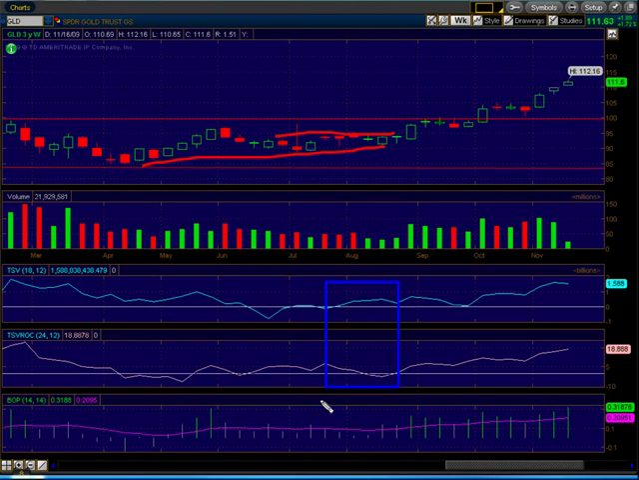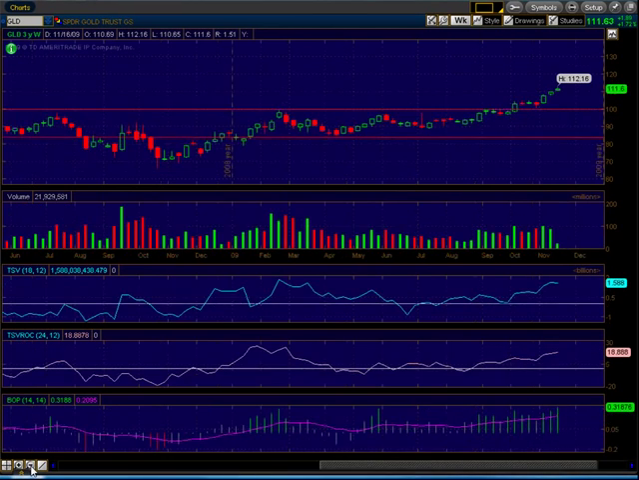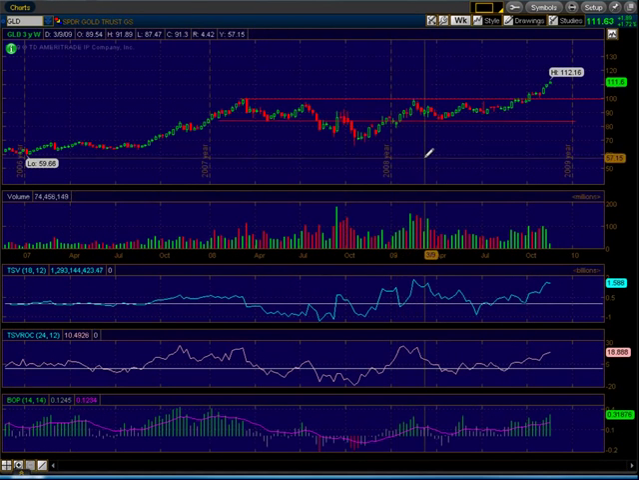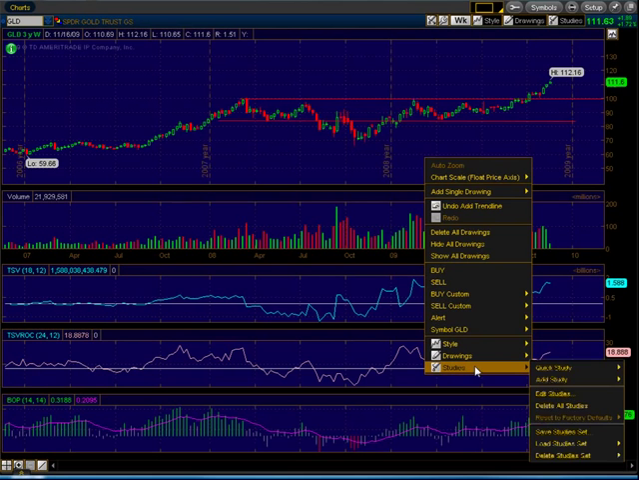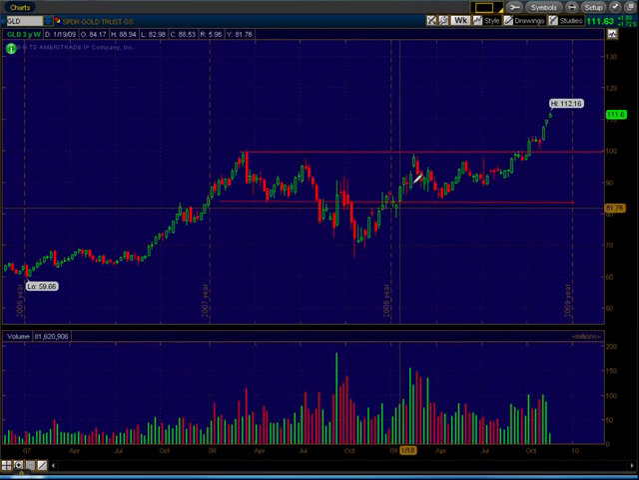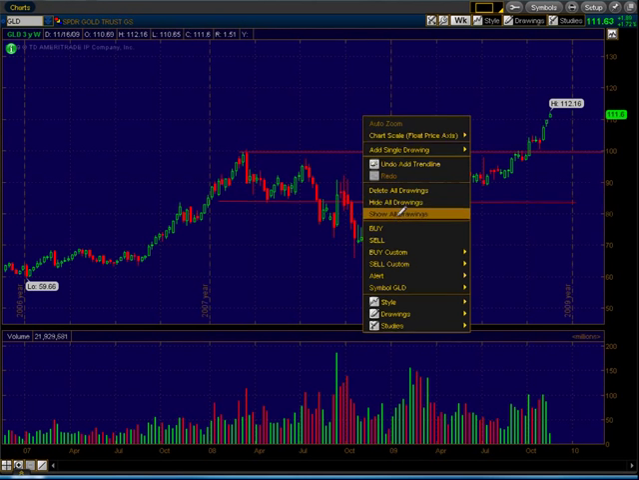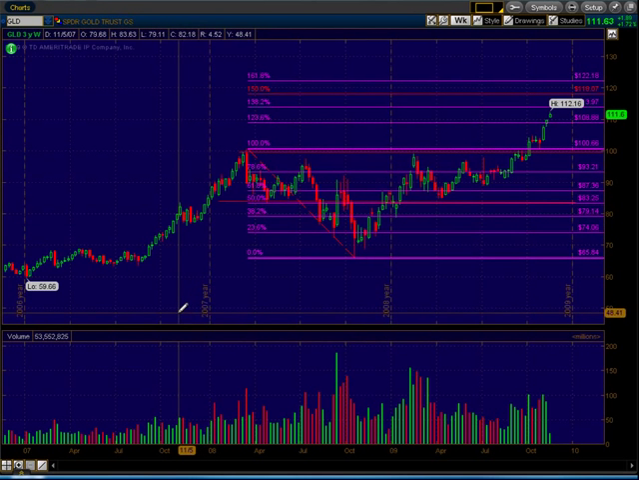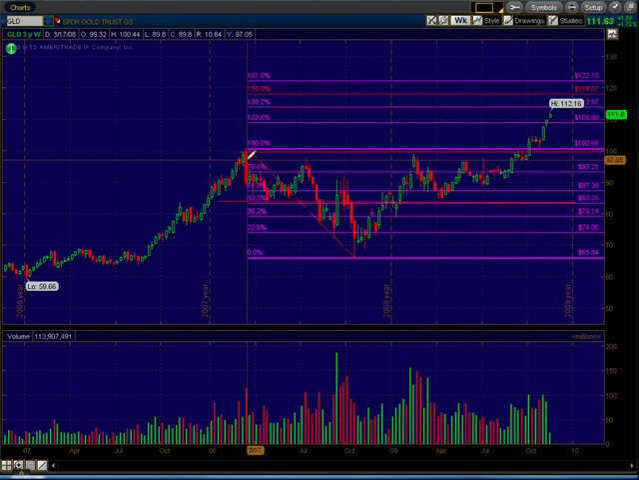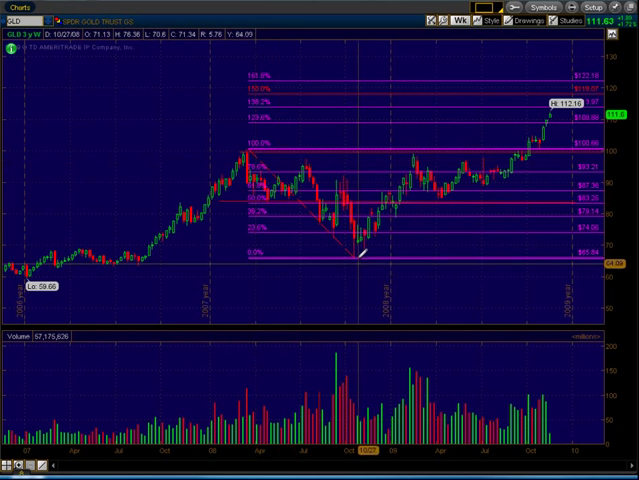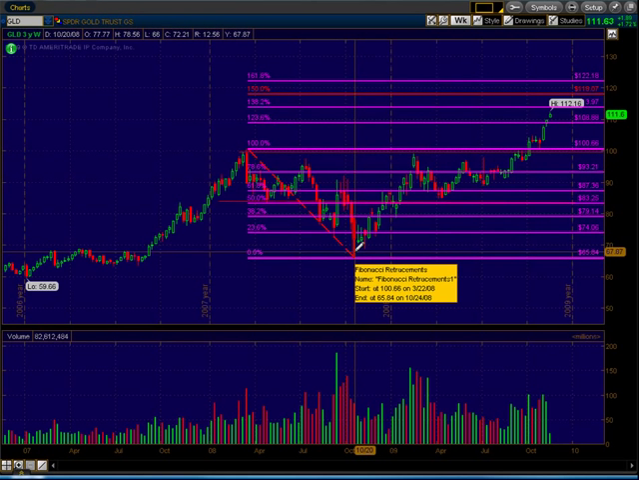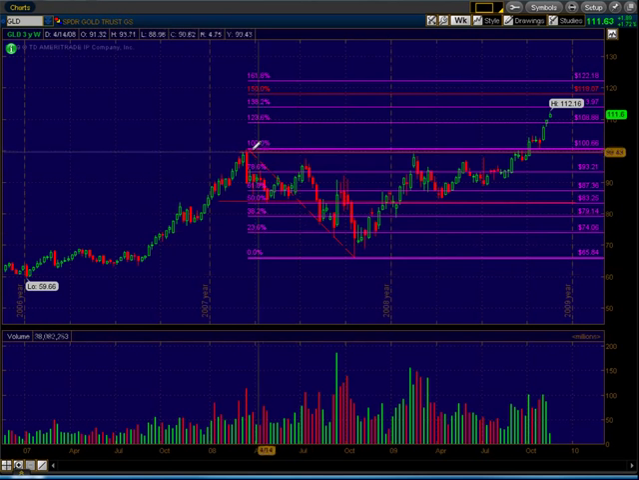So what I believe is that the market is not done going up. I believe that it's still going to go higher. And how much higher is the question. So I'm going to take all the studies back off the screen, and I'm going to add in some Fibonacci levels. What you see here is I've measured from the highest high in early 2000 to the lowest low here in late 2008, and you see the Fibonacci retracement and extension levels.